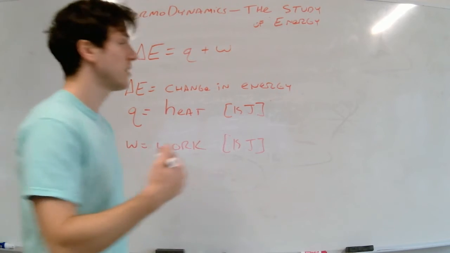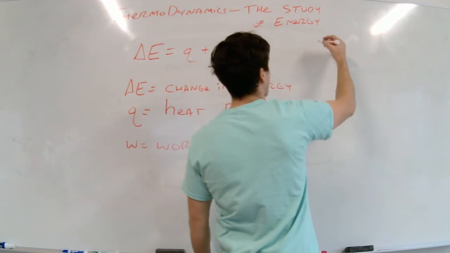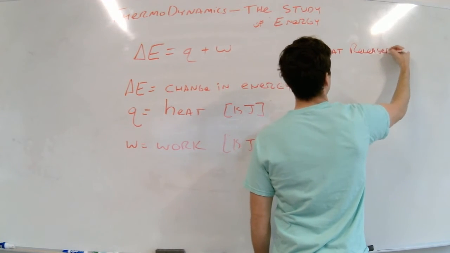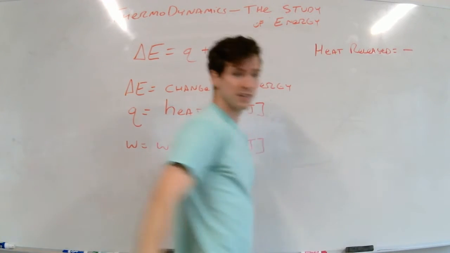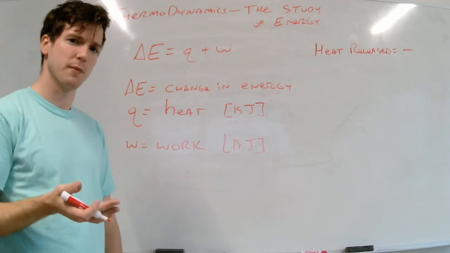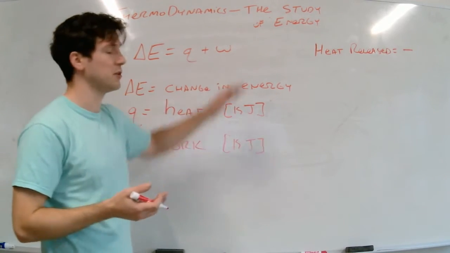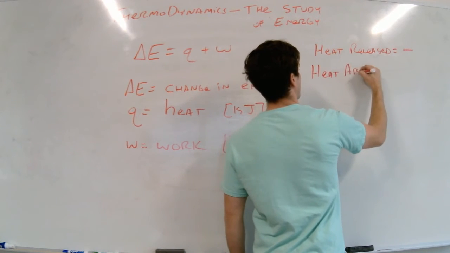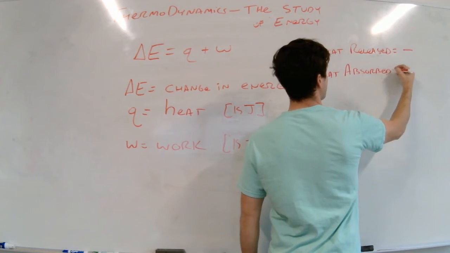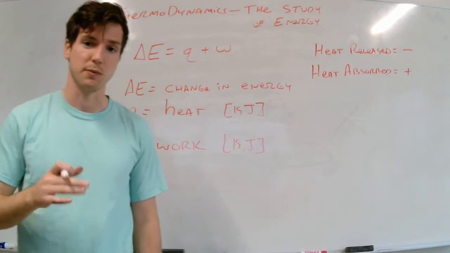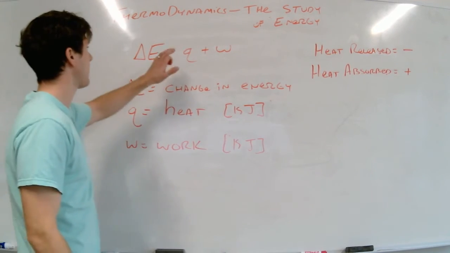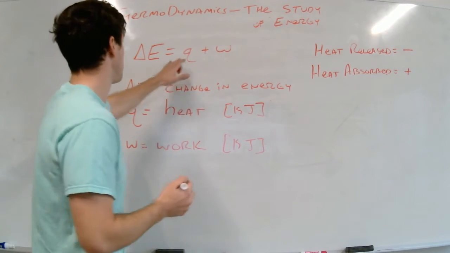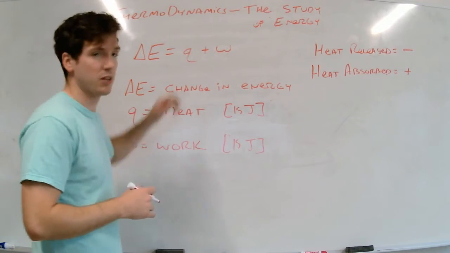Well, what does that mean as far as these guys go? Well, if heat is being released, that means that the sign is negative. So if it's exothermic, the sign for Q or W will be negative. If heat is being absorbed, so endothermic, the sign is going to be positive. Okay? So keep that in mind when we're trying to determine signs of Q and W. If you release heat, Q is going to be negative. If you absorb heat, Q is going to be positive.